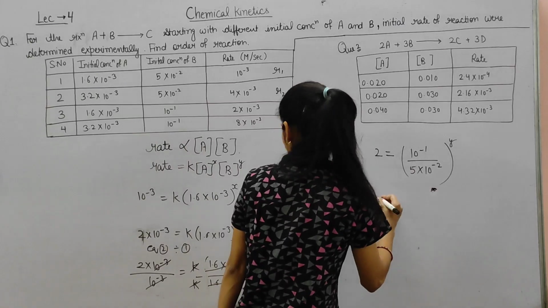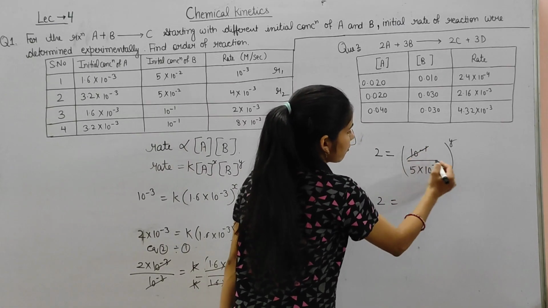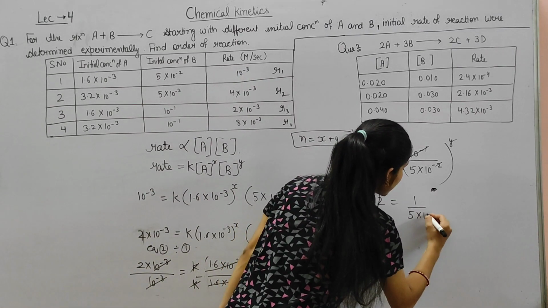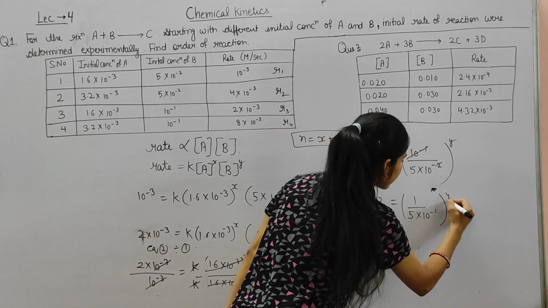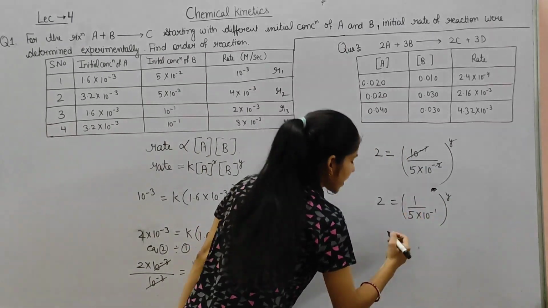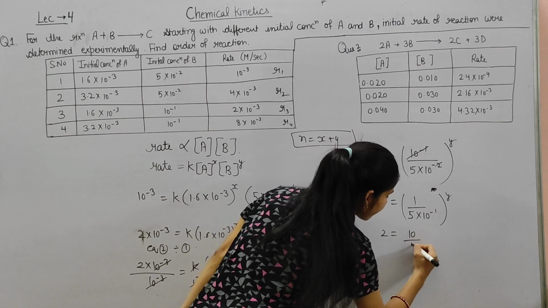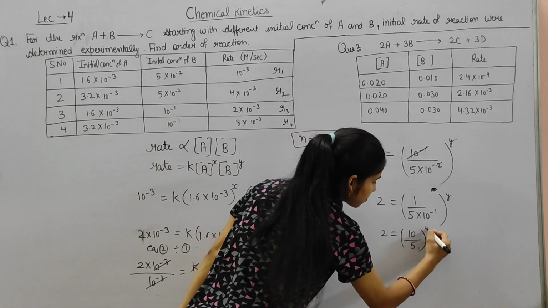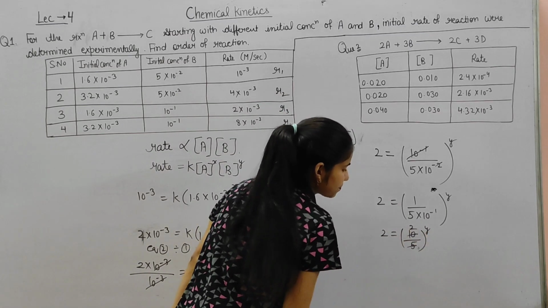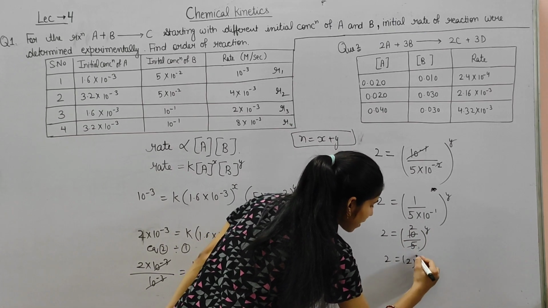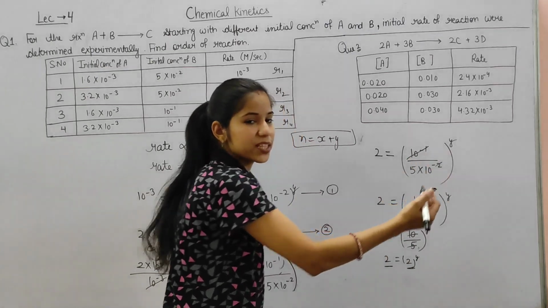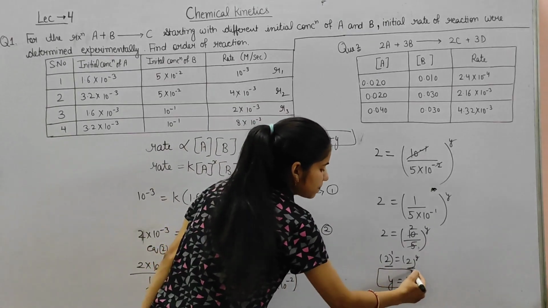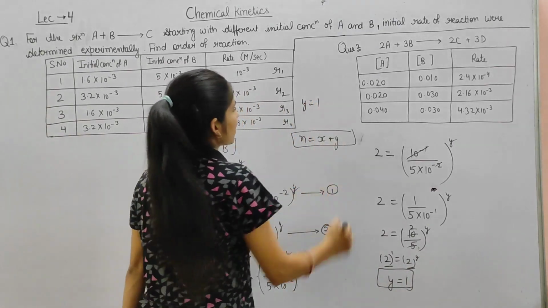Now 2 equals 1 by (5 × 10^-1) raised to the power y. Now this is the inverse, so we can write 2 equals (10 by 5) raised to the power y, so 10 divided by 5, that is 2, raised to the power y. If the base is the same, we can compare their powers, so from this equation y will be 1, so y is 1.